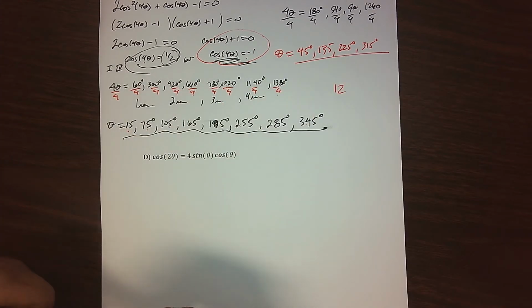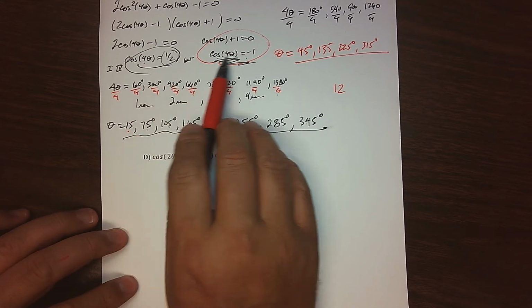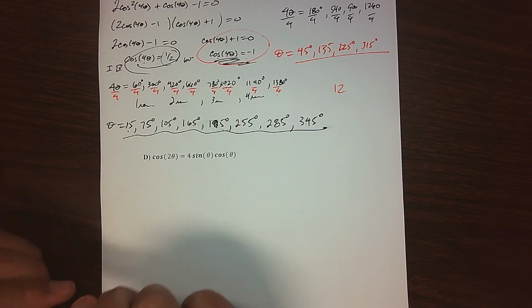All right, so there you have it. So we saw a quadratic. We saw a changing period of 4, which meant I had to go out 4 revolutions. We had some nice ratios, so I could use my special angles. I didn't need my calculator.